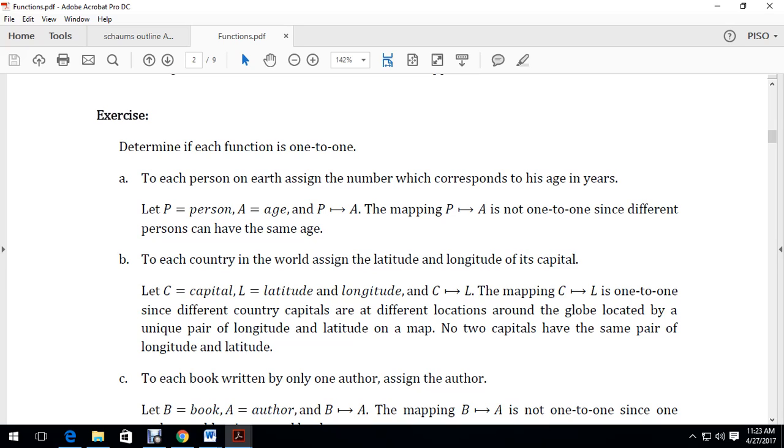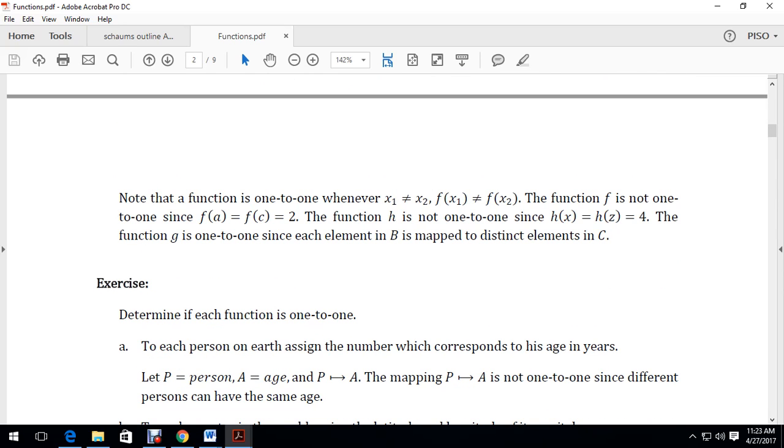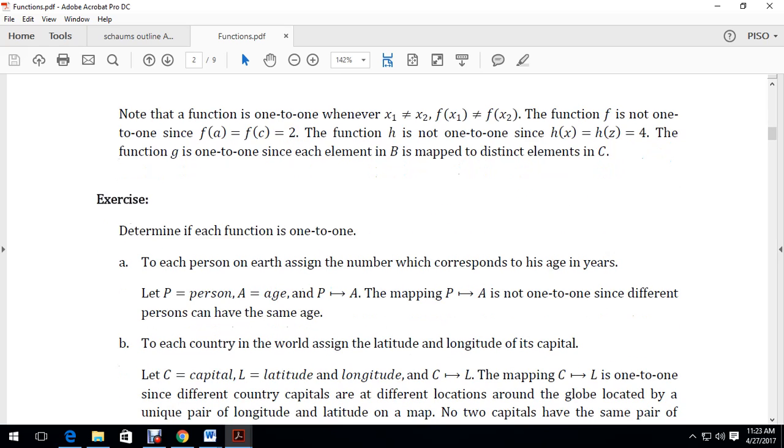Now, the mapping from P to A is not one-to-one, since there is a possibility that there are persons having the same age. So therefore, just like what we said earlier in the illustration, if there are mappings that are pointing towards the same value, then it does not satisfy the second condition in the definition. Therefore, it does not qualify as a one-to-one function.